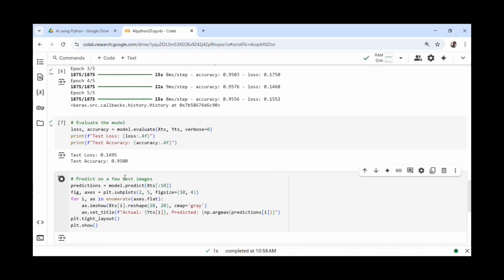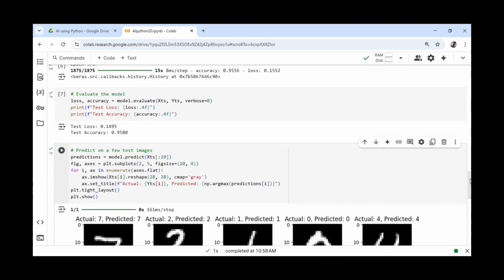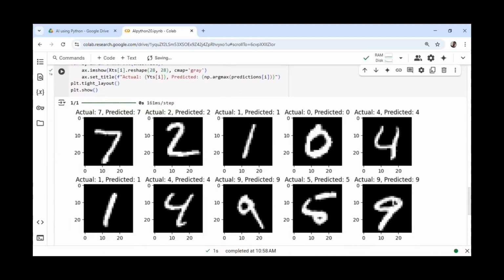And we can predict on a few test images and plot the response. So here we will be predicting for 10 images. And here we can see that for the first one, the actual value was 7 and the predicted value is also 7. And for the second one, the actual value was 2, predicted value is also 2. And here we can see that for all the 10 images, the predicted value is the same as the actual value, which means the accuracy is good.